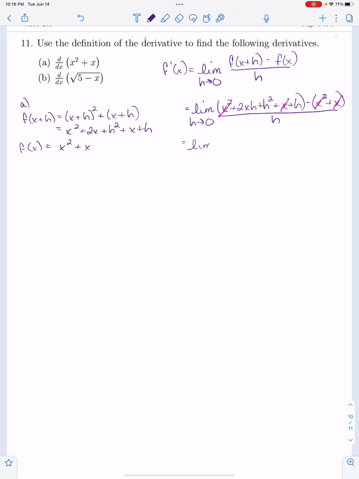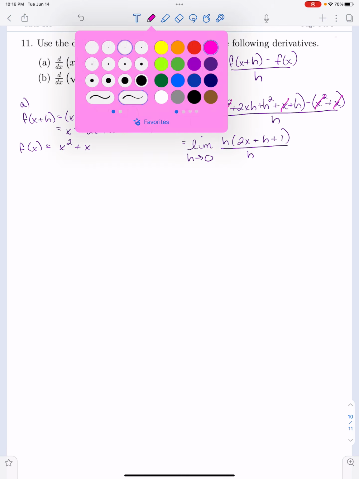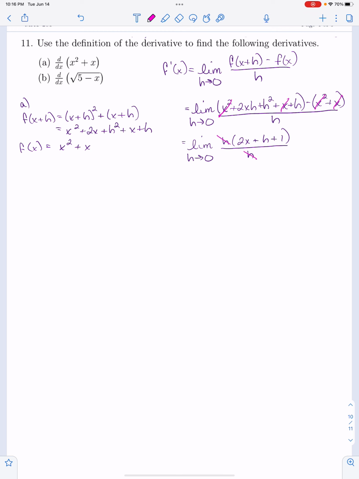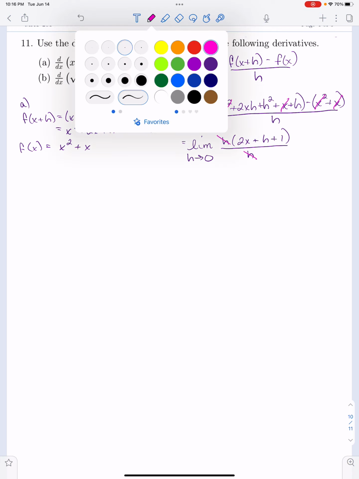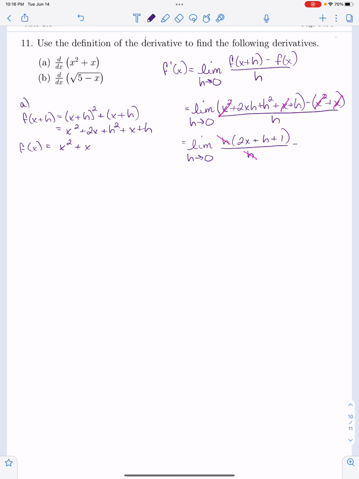So I get the limit as h goes to 0. Everything in it has an h, so I'm going to go ahead and factor that out here. Second thing that always happens is this h in the denominator will cancel. And so now when we plug in h equals 0, we get a derivative of 2x plus 1.